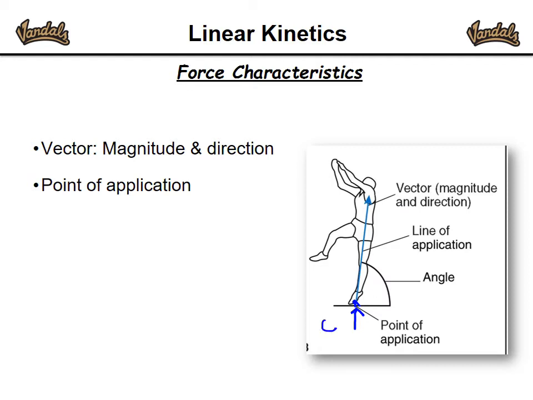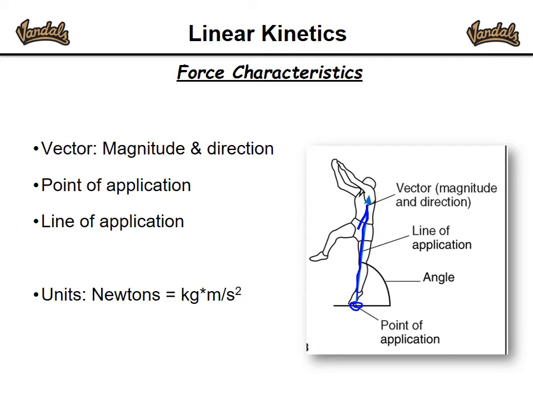Oftentimes you'll see the GRF as I've drawn here underneath as opposed to coming out in a free body diagram. But as we're looking at it through a real life situation, it would go up through the body like you see there, towards the center of mass. And then you also have the line of application. The line of application is simply the path that the ground reaction force or the force vector travels. So here you have the line, and the point of application is where it is happening at the bottom.